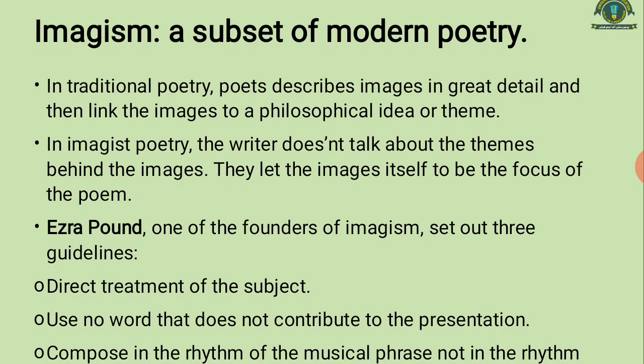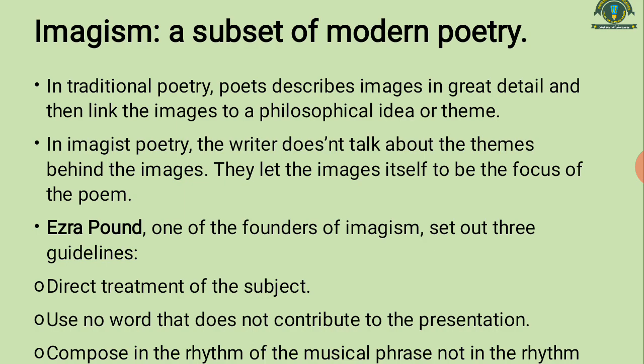As we can see, the concept of imagism is that a writer is making images, or describing the images in great detail, and he is also linking the philosophical idea, whatever he or she is having in their mind. So they are linking that philosophical idea with that image. So it means imagism is when a philosophical idea is linked or connected with an image.